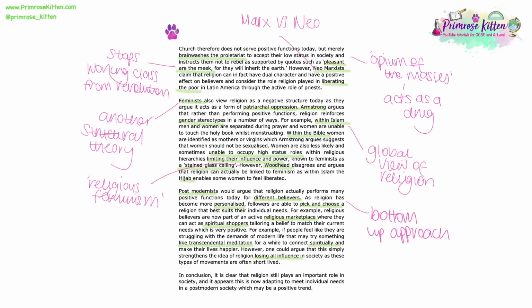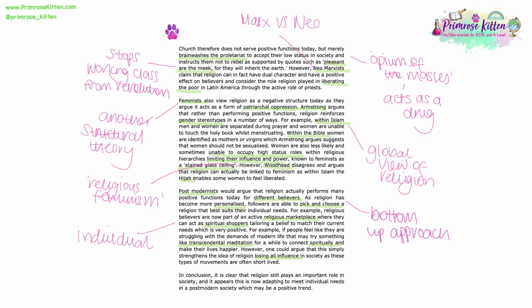And the structure here is very similar to all of the other paragraphs. We provide our point about postmodernity. And again, postmodernity is a great theory to always chuck in at the end because it really is all about the individual. So here we're arguing, yes, religion can perform positive functions today for believers, but that really depends on the individual experience of that believer.